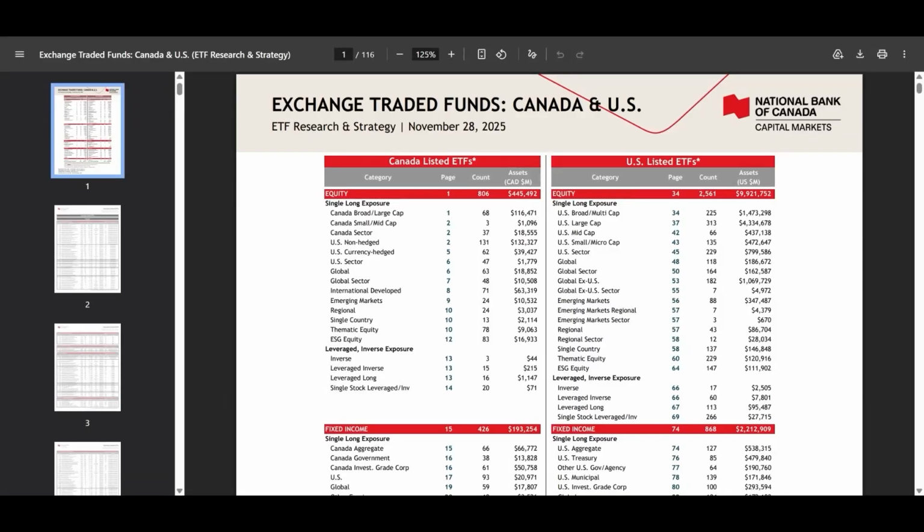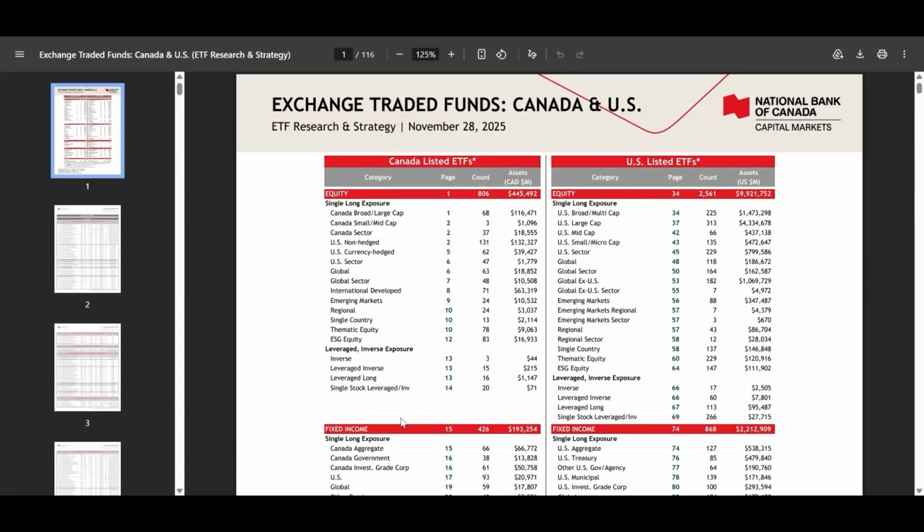I'd be doing an injustice if I didn't mention this report, but this is one of my favorite research reports pertaining to ETFs. You'll find both Canadian and US listed ETFs, and think of this as an encyclopedia for you to find the different ticker symbols that are related to a specific ETF sector or a strategy that you're looking to implement. And this PDF is interactive as well.